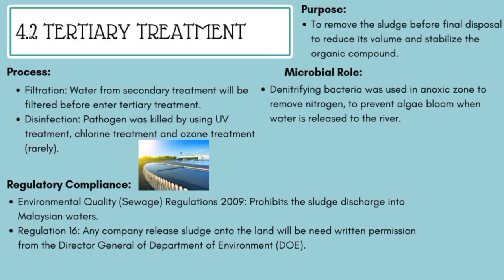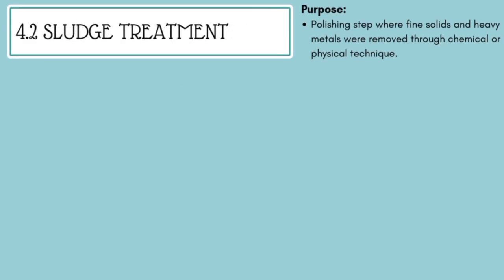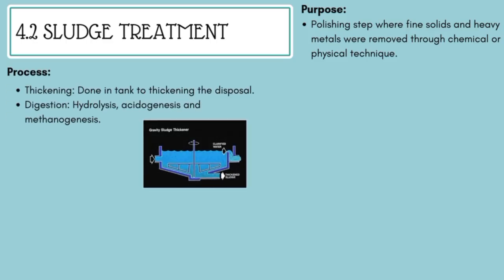Under the Environmental Quality (Sewage) Regulations 2009, sludge discharge into Malaysian waters is prohibited, and DOE approval is required for land disposal. Lastly, sludge treatment aims to stabilize solids and remove contaminants such as heavy metals.